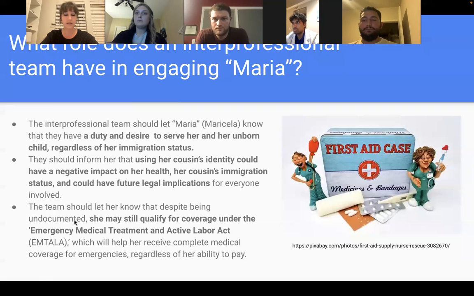And just going into detail about EMTALA, or the Emergency Medical Treatment and Active Labor Act. This is a law that was enacted by Congress in 1986 under what's called the Consolidated Omnibus Budget Reconciliation Act of 1985, which is also known as COBRA. This law protects unstable patients without insurance or a means to pay for their health care from being dumped by a US healthcare facility that participates in the Medicare program.